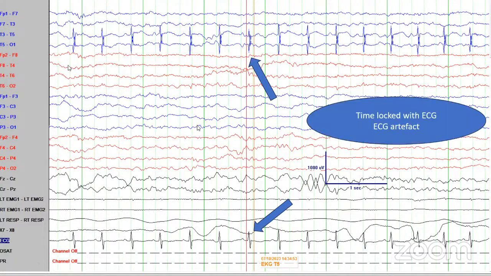Now, if this patient was not attached to ECG, we could still identify it because the rate is such and the appearance is such, but we could not have been completely sure that yes, this is ECG artifact if, along with EEG, ECG was not being recorded.